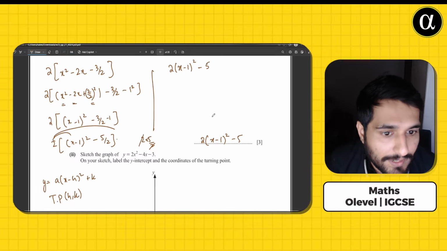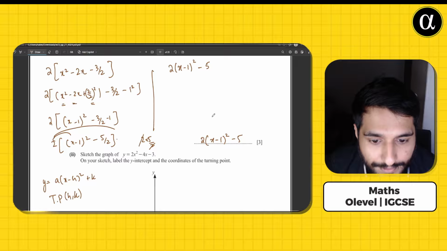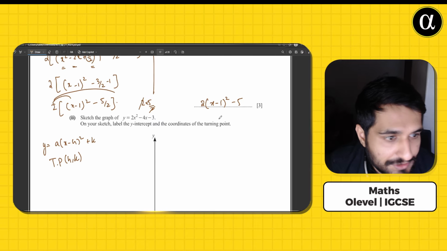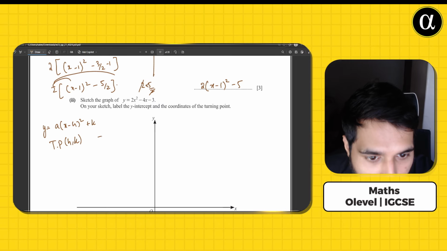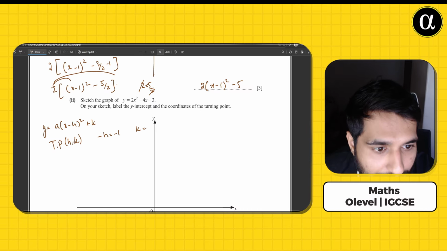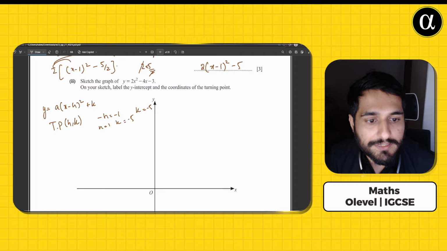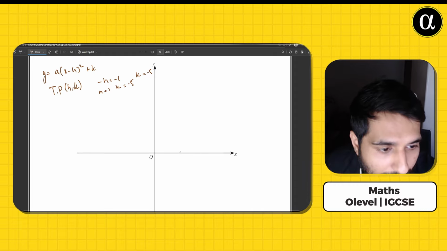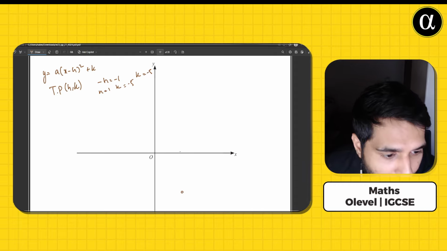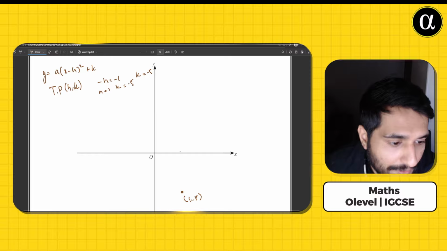We can say that minus h is equal to minus 1, right? So it's going to be minus h is equal to minus 1, and then k is equal to minus 5. The value of h will be 1, and the value of k would be negative 5. So (1, minus 5) would be somewhere here. Let's say this is (1, minus 5) over here on this side.